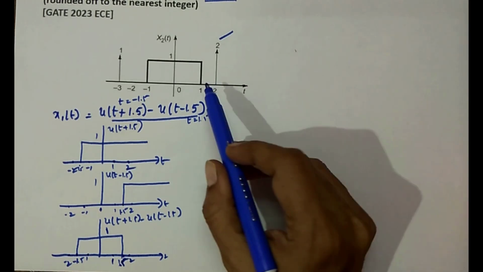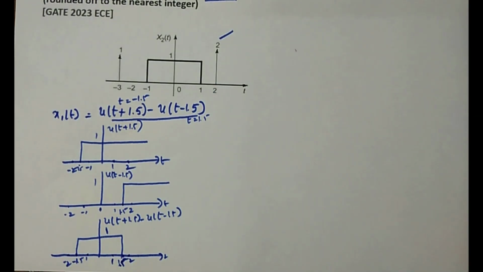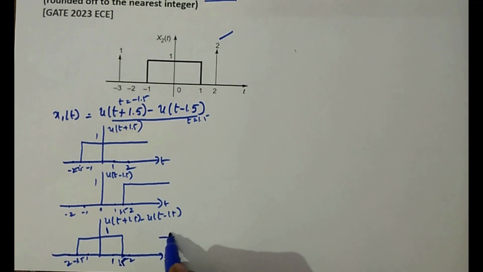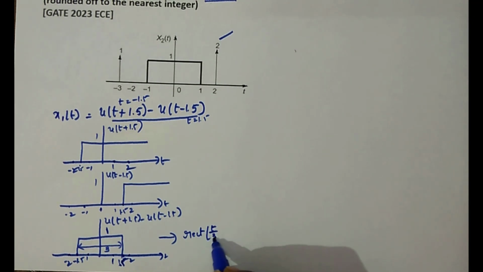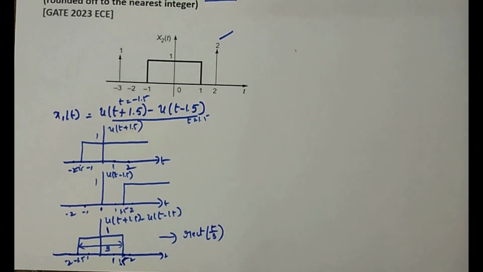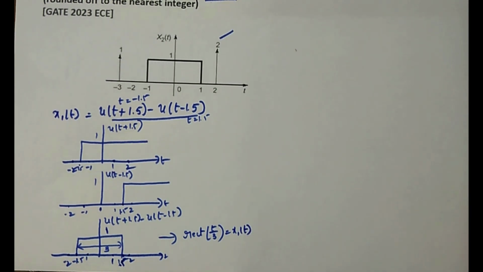And x2 of t is already given. Now we will write what x1 of t is. x1 of t is a rectangular pulse. The rectangular pulse width is totally 3. So you can write this rectangular pulse as rect of t by 3. Rect of t by 3 is nothing but your x1 of t.